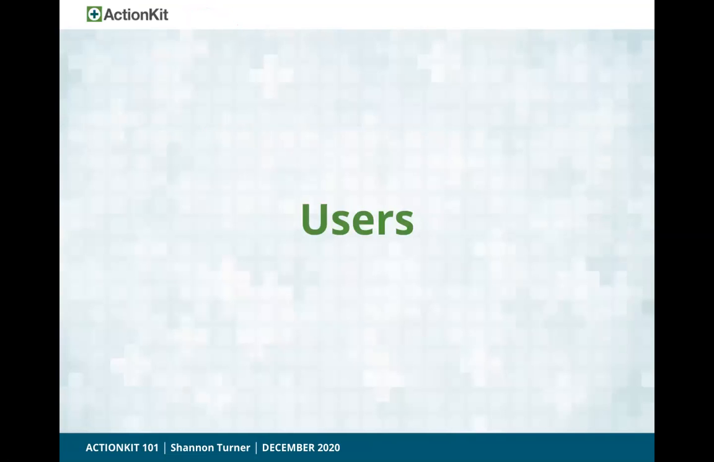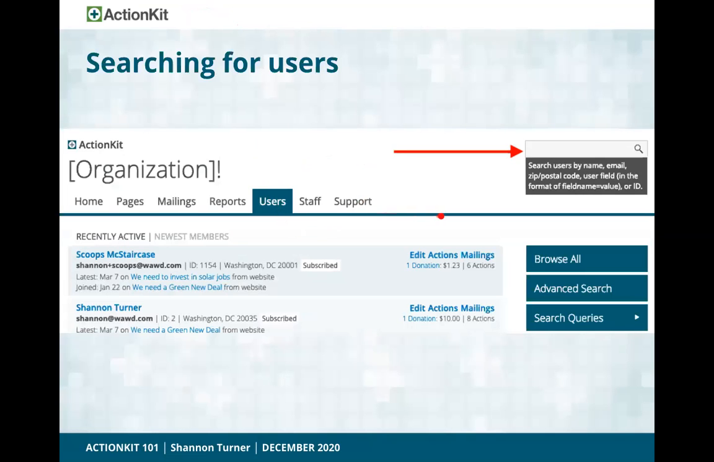Deep breath. We've covered pages and mailings, and now we are going to cover users, specifically how to find users and view their action, mailing, and donation history. From the Users tab, you can search using the search box up top, which will let you search users by name, email, zip code, or ID.